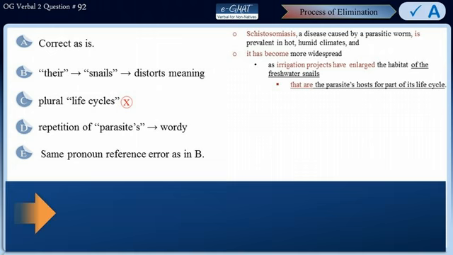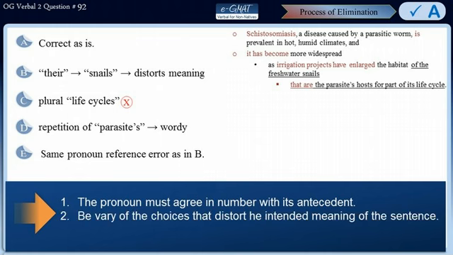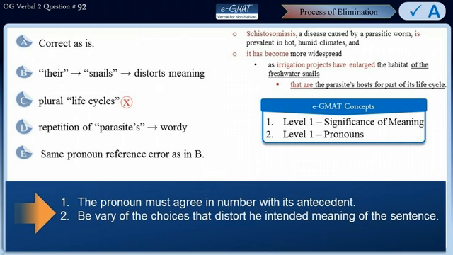Let's take a look at the takeaway messages now. The pronoun must agree in number with its antecedent, and we must be wary of the choices that distort the intended meaning of the sentence. The concepts tested in this sentence have been covered in e-GMAT concepts, level 1 significance of meaning and level 1 pronouns.